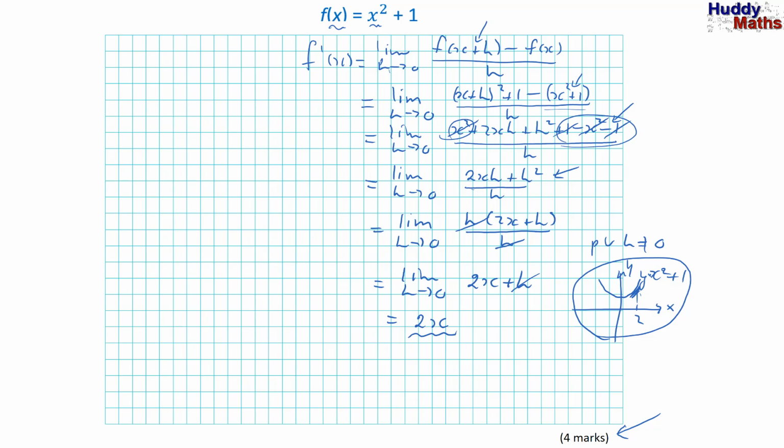We've got 4 marks. So down the side, I'm going to put the ticks where you have a mark. So there's 1 mark for that line.